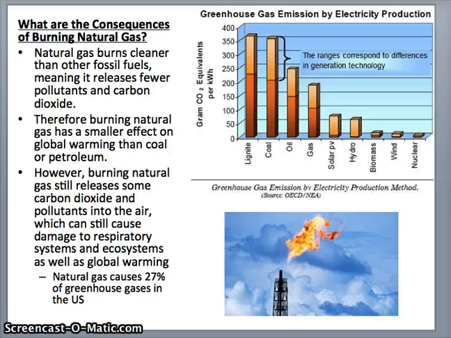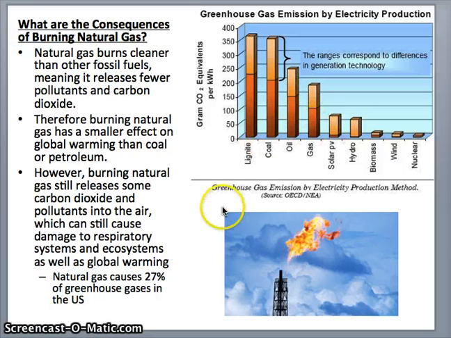Now let's talk about some of the consequences of burning natural gas. So it's been said that natural gas is cleaner burning than other fossil fuels. If you look at this chart right here, it actually compares the amount of greenhouse gases emitted by coal, oil, and then natural gas. And out of the three fossil fuels, natural gas has the least amount of greenhouse gases. So that's why people argue it's cleaner.